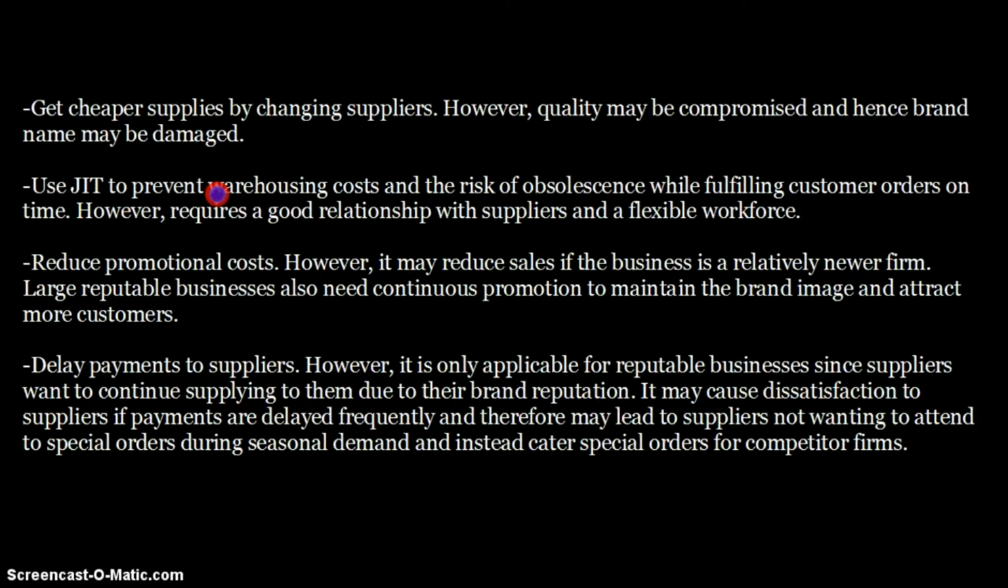Another way of decreasing our cash outflows is by getting cheaper suppliers, by changing suppliers. However, quality may be compromised and hence brand name may be damaged. You will want to get cheaper raw materials for your production process. But of course, if your production process is cheaper, it's more likely that the quality will also deteriorate a bit. And if the change in quality is easily identifiable, then customers can easily see that the quality has decreased, so your brand image will be damaged.